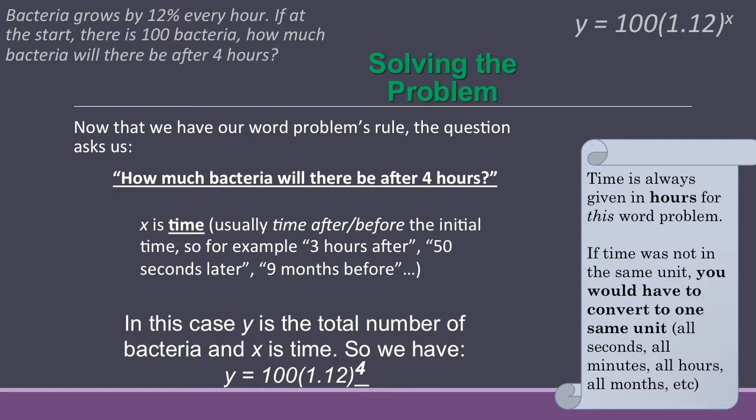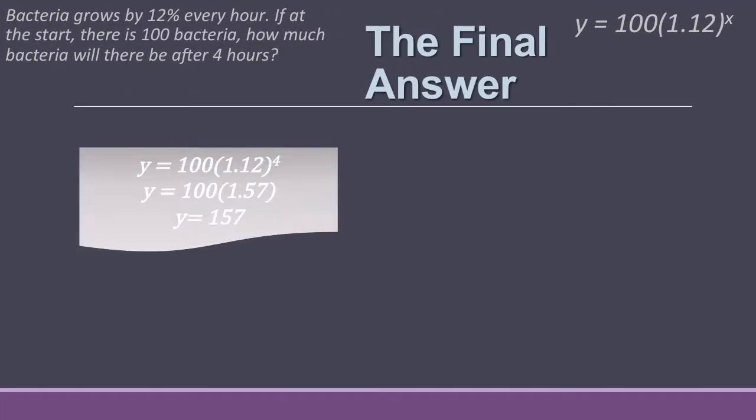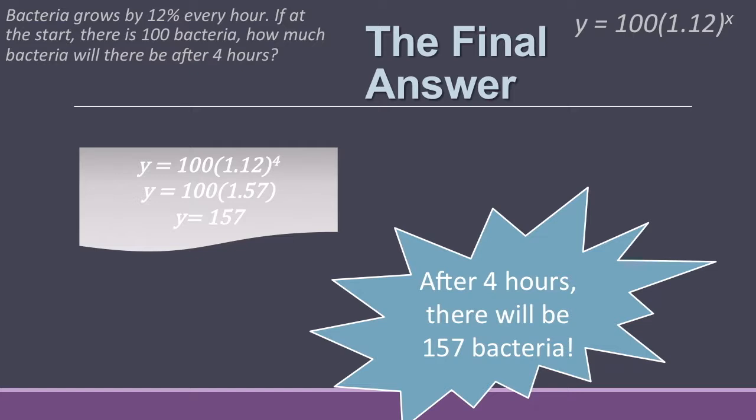In this case, y is the total number of bacteria and x is the time, and they say after 4 hours, so we will have y is equal to 100 times 1.12 to the power of 4. And if we do this, 1.12 to the power of 4 is 1.57, and if we multiply that by a, which is 100, we get y is equal to 157. After 4 hours, there will be 157 bacteria.